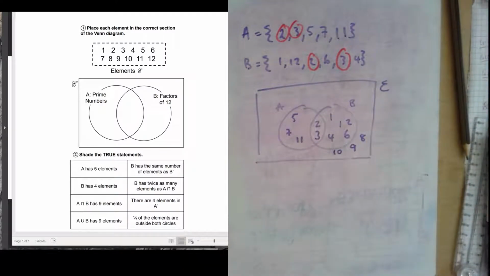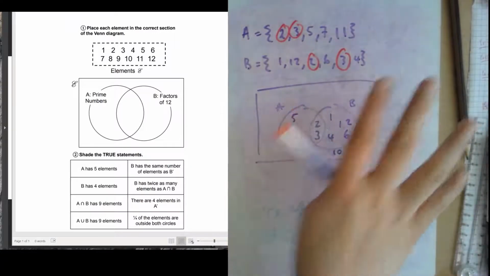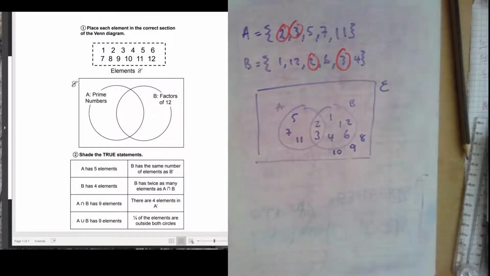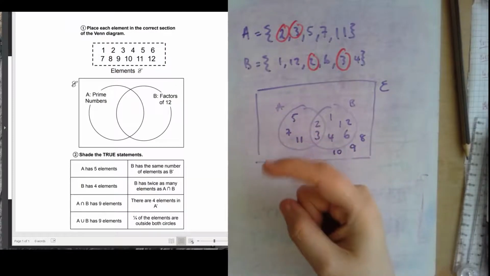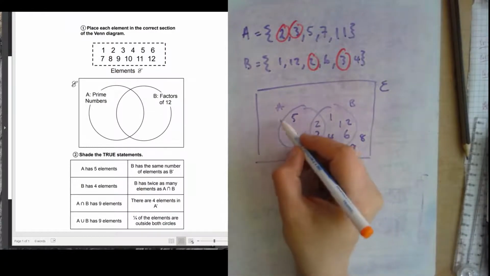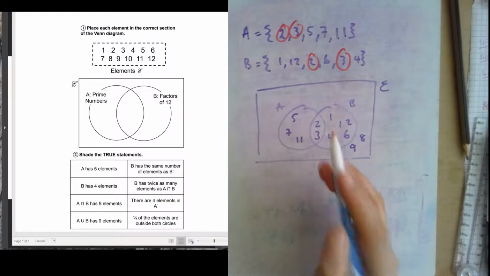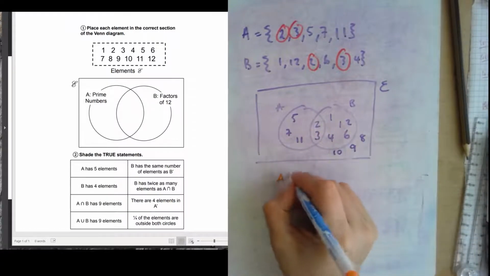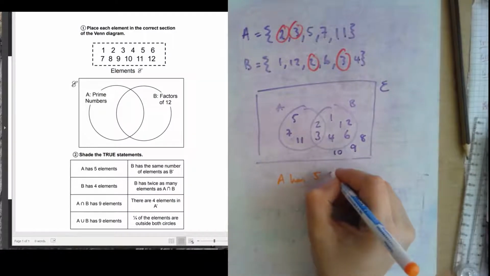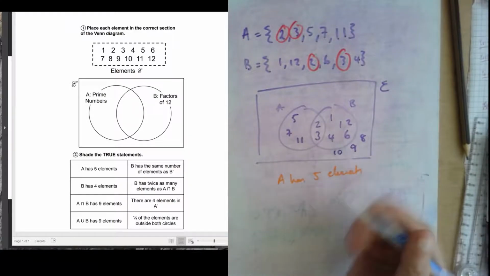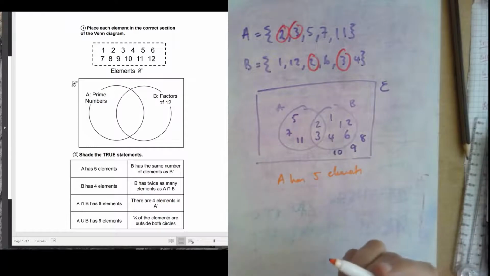And then the next step they're asking you to do is just to shade in the true statements, okay? So all you need to do once you've got this is just check to see if they're true. Okay, so it says A has 5 elements. So A is all of this. So 5 elements, 1, 2, 3, 4, 5. That is true, okay? So I'm going to say A has 5 elements. You guys are obviously going to shade this in. I'm just writing down true statements only. Unless you don't have a printer.